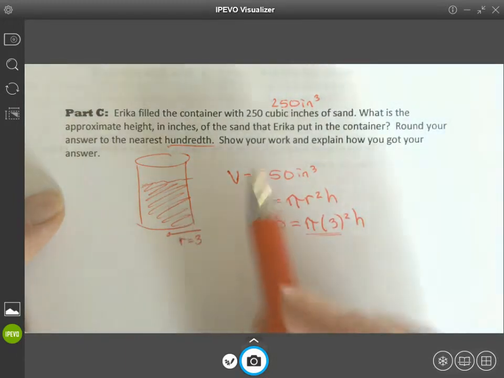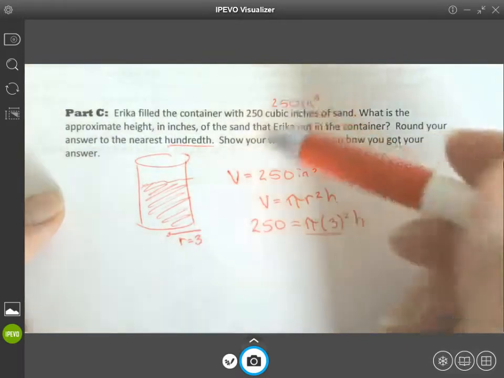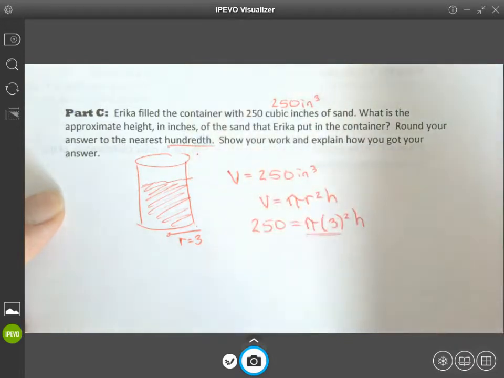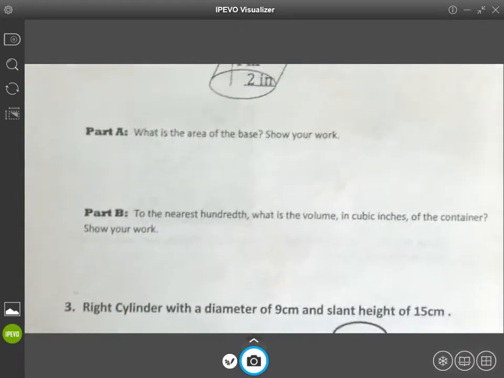So you're going to find the height of the sand. So the height of the container we know is 18 inches. We want to know how tall the sand is in there. Okay, now flip it over. So I pretty much got that well started for you.